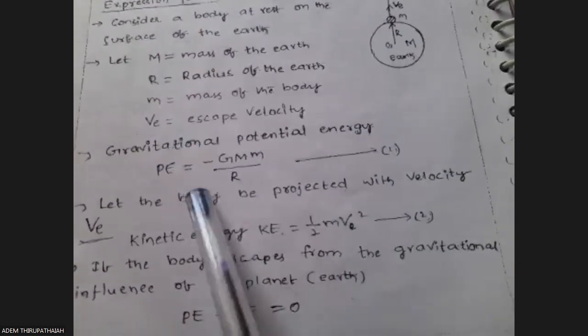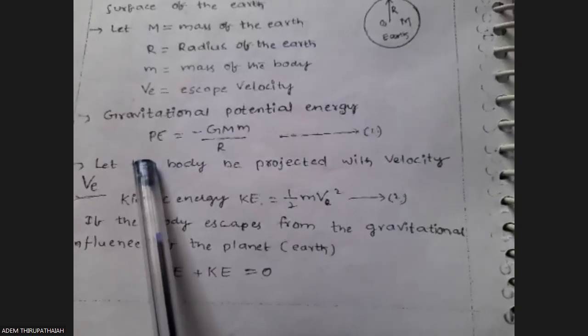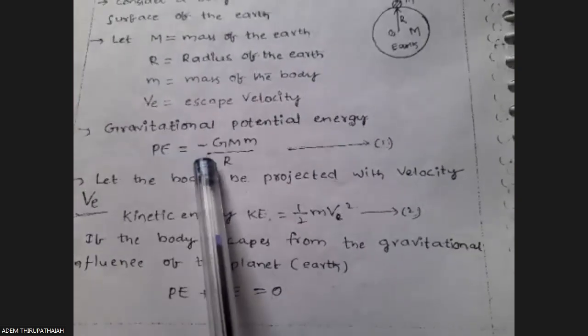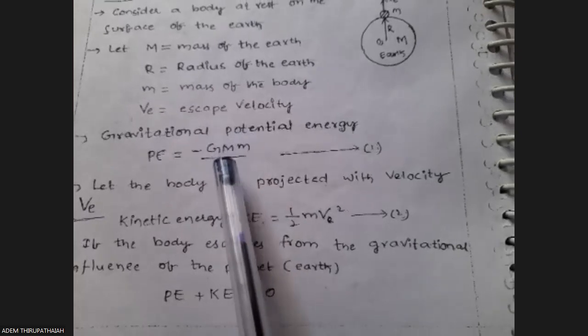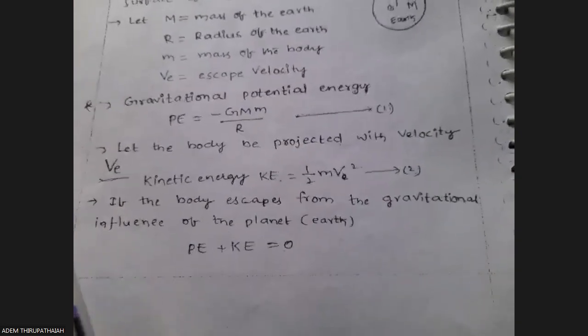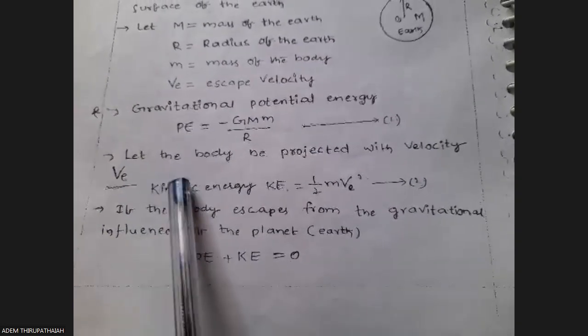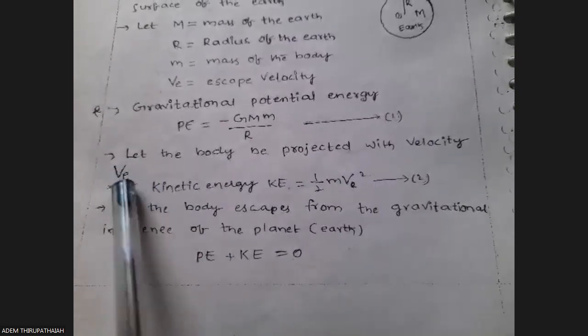Next, the gravitational potential energy. That is nothing but the gravitational force. This is the gravitational force. Now what is the formula of gravitational potential energy? Minus G M m by R, where small m, capital M, capital G, capital R. Next, let the body be projected with velocity v.